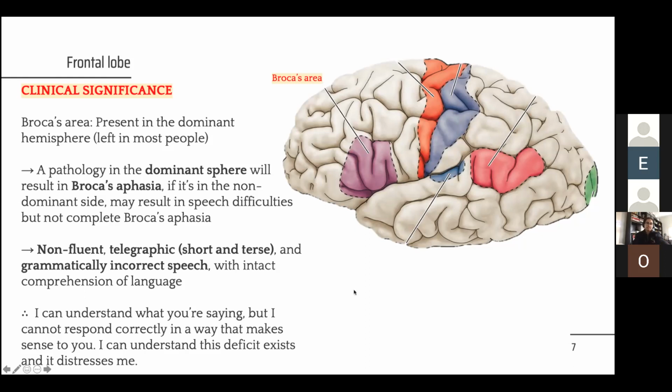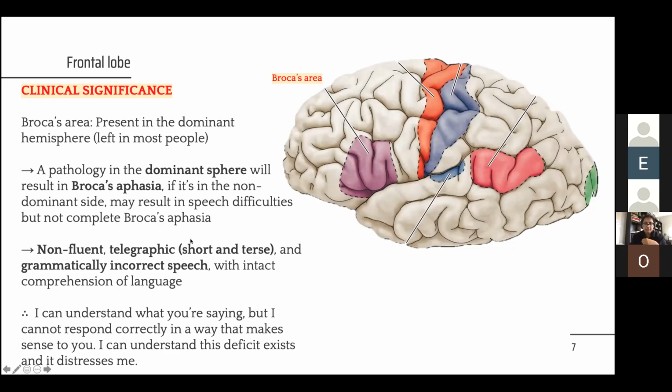So Broca's aphasia is described as non-fluent and grammatically incorrect speech. And the way that I interpret it is that the person understands what other people are saying. They understand what's going around you, but they can't respond in a way that's in any way meaningful, right? So it's like them saying, I can understand what you're saying, but I can't respond in a way that makes sense to you. And I can understand that this deficit exists and it distresses me. So that's what Broca's aphasia is. And we'll talk about Wernicke's aphasia in a second and how it's different from that.